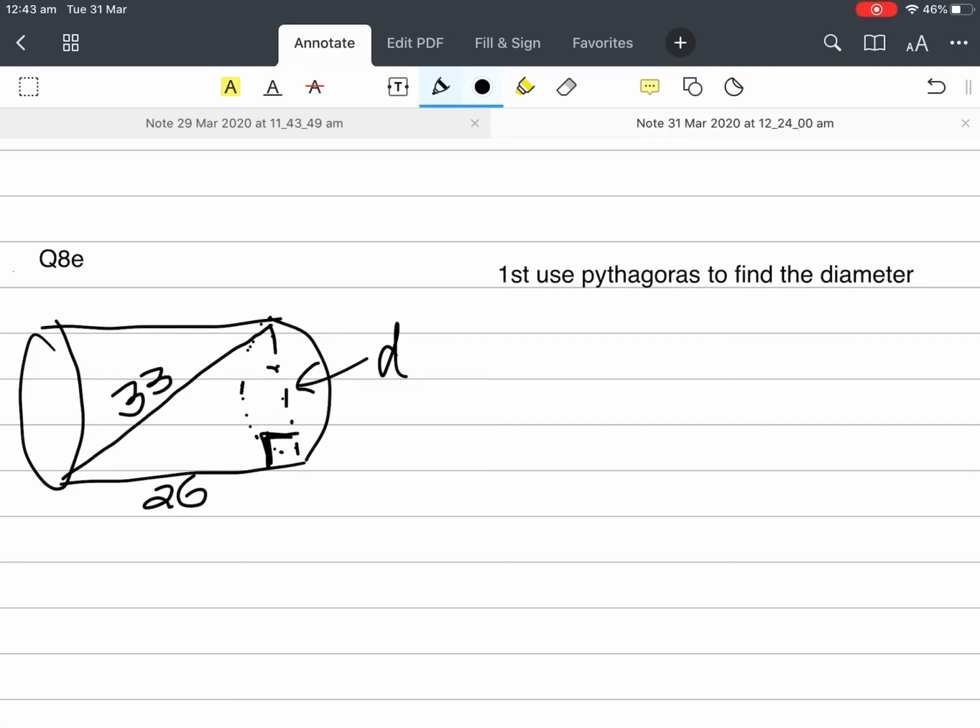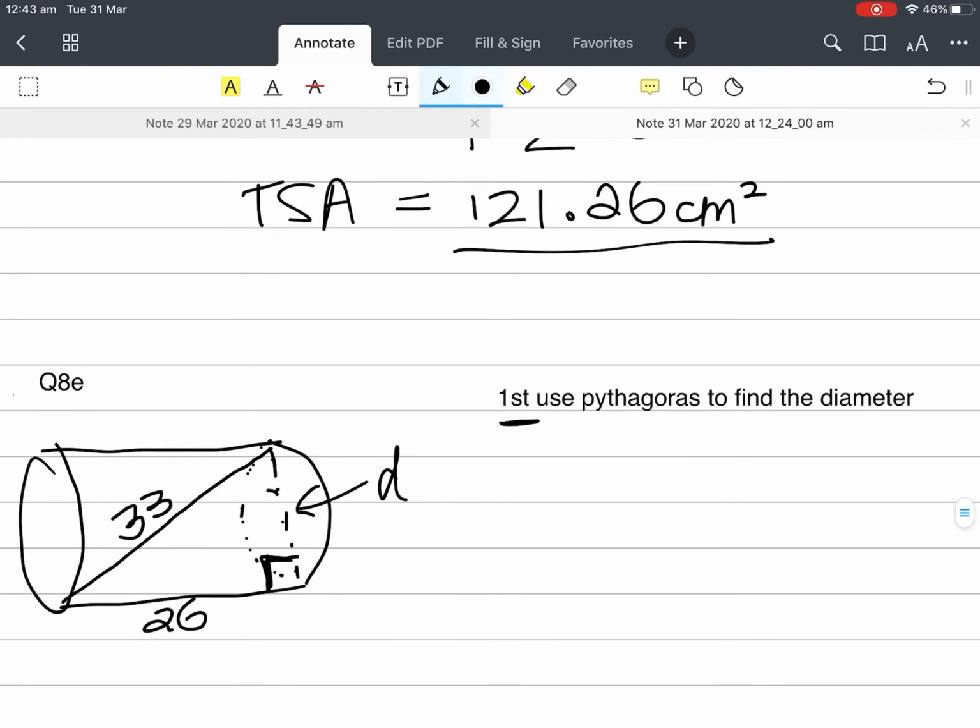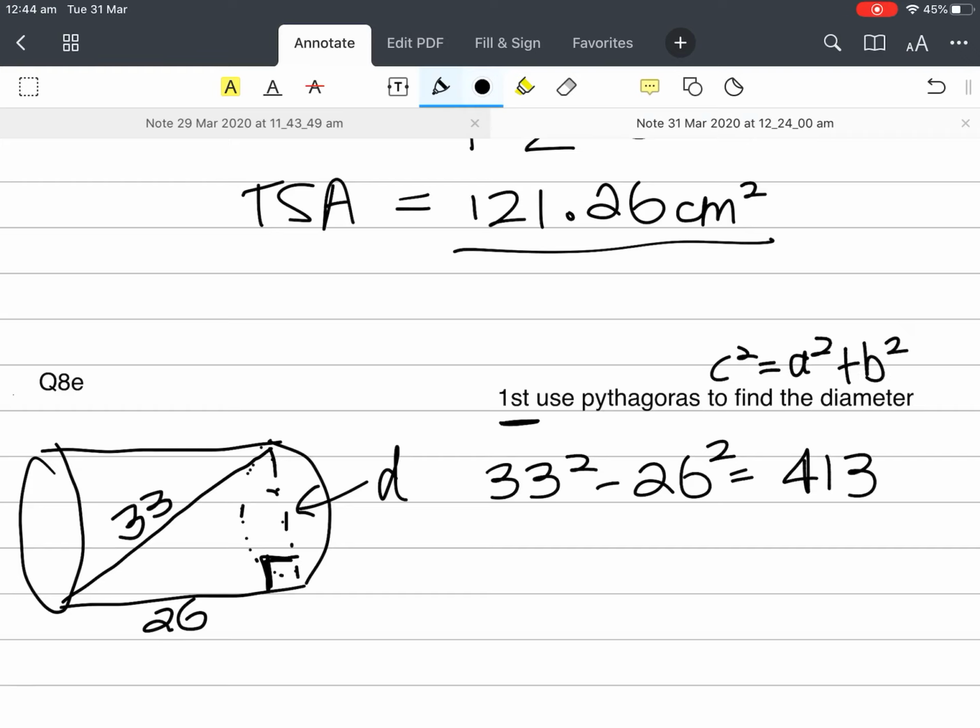So the first thing I need to do is use Pythagoras to find the diameter. Now I've got a hypotenuse and I've got a short side, so that means I need to do the subtraction version of Pythagoras. 33 squared minus 26 squared gives me 413. But of course, Pythagoras is, if you remember, c squared equals a squared plus b squared. So the final step you always have to do for good old Pythagoras is you have to square root. So that gives me the diameter.